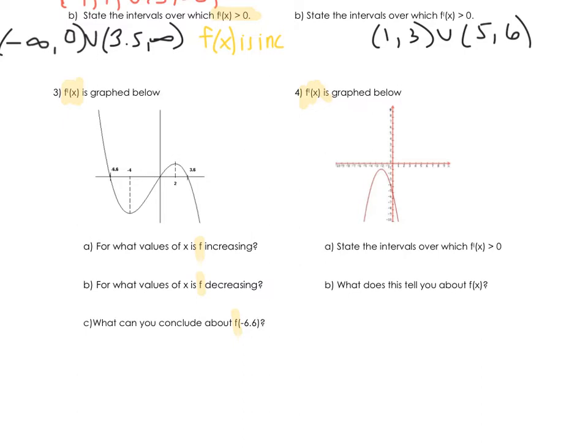Okay, so for what values of x is f increasing? That's going to be when the derivative is positive. So this is backwards from what I was just saying. I have to look for where this guy is above the x-axis. Those are going to be the places where I know the regular function is increasing. So it looks negative, like -infinity to -6.6. And then it's positive again from 0 to 3.6.